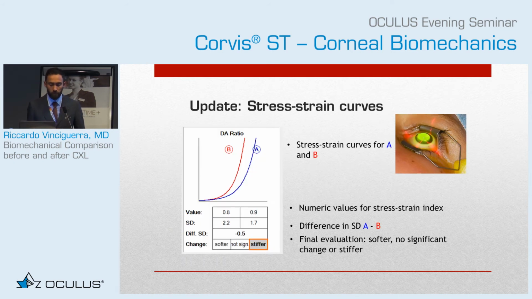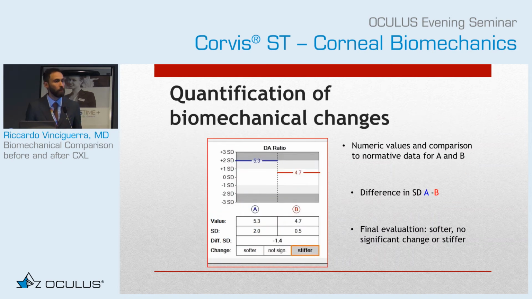So in the software, there will be the stress strain index with the significant difference. So you have the stress strain curve of exam A, exam B, with the value and the standard deviation, and the software will tell you automatically whether it's getting softer, stiffer, or non-significant. And it will be the same also with the parameters. And I will show you a screenshot of how it looks in the big one.